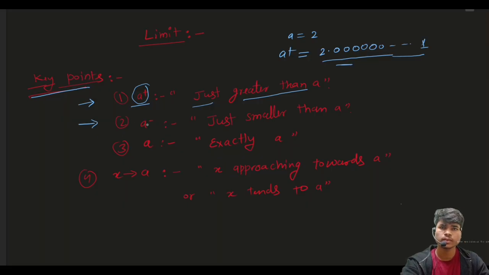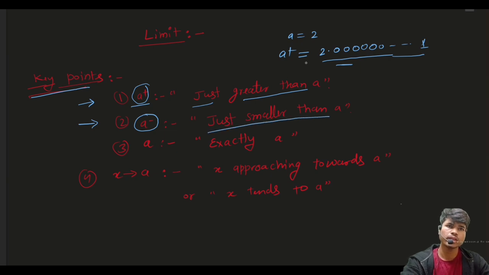Second, a negative. What is the meaning of a negative? Just smaller than a. We have a equals 2. So a negative, we can choose 1.999 and so on 9. This value is just smaller than a, very close to a.